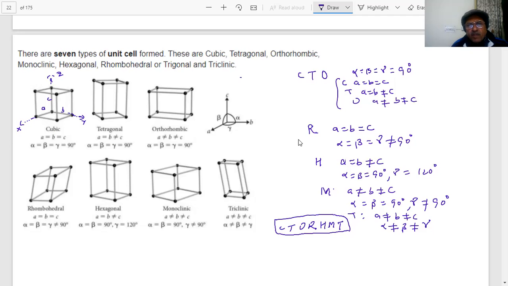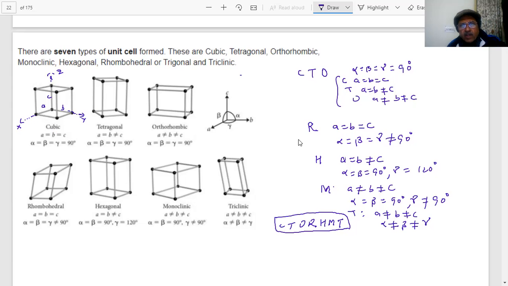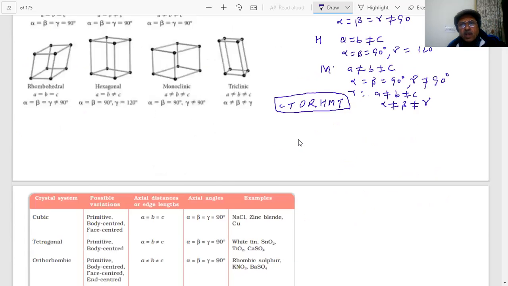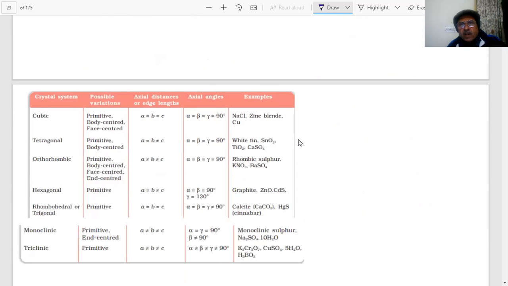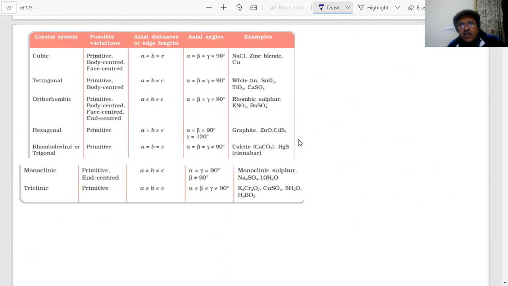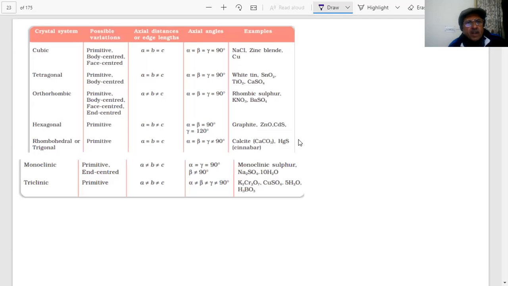So if you go to the chemistry books, you will see their names, and there are examples of that. Let us see examples of that, students. Once a table is given, it is important to understand and learn it because there is a question here.